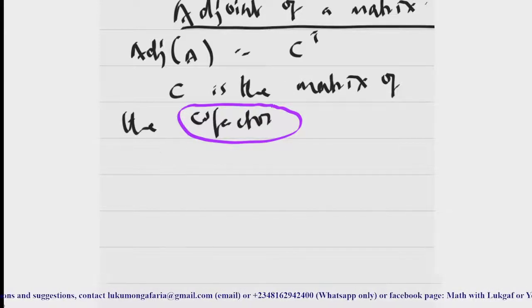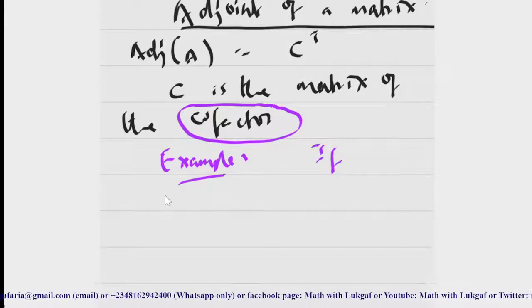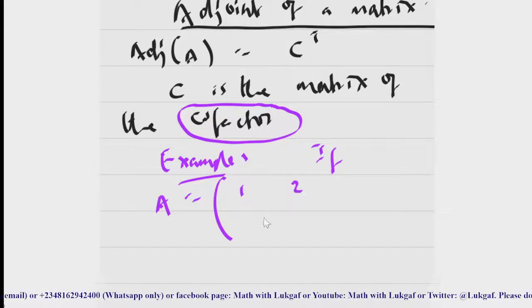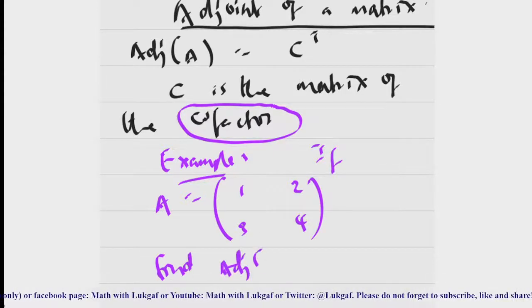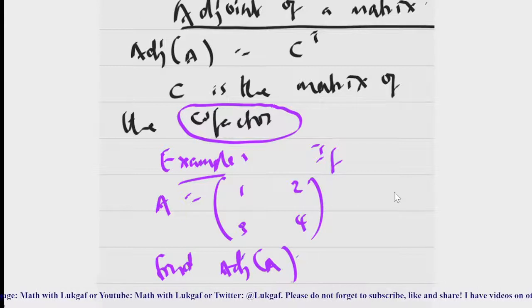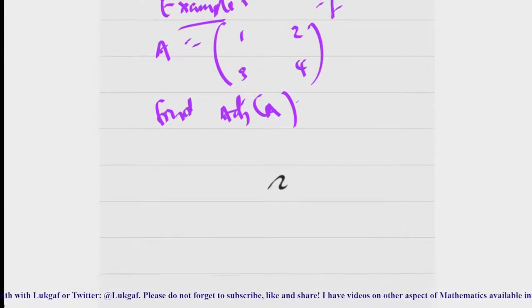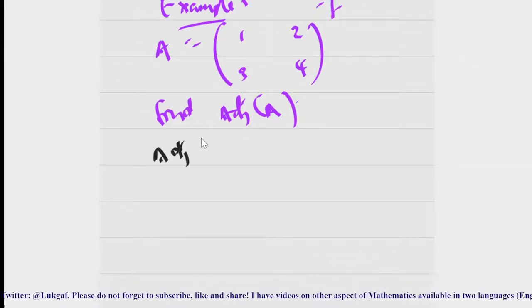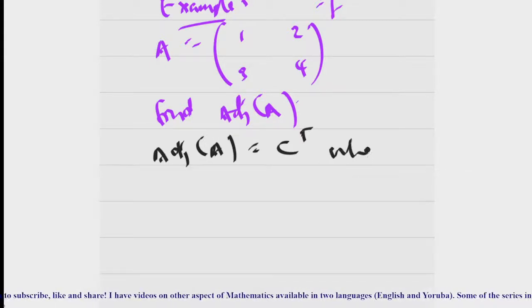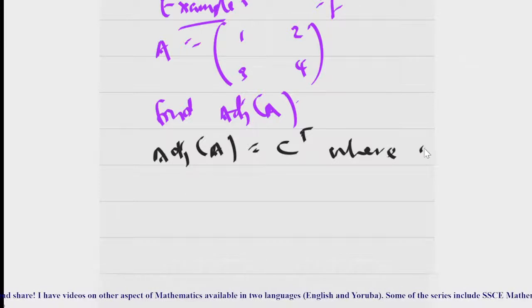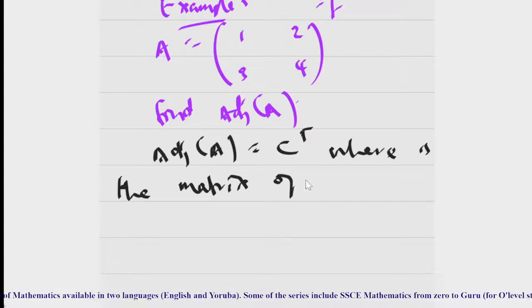Example, if A is equal to 1, 2, 3, 4, find the adjoint of A. To find it is not difficult. Recall I said the adjoint of A is what? So adj A is C transpose, where C is the matrix of the cofactor.